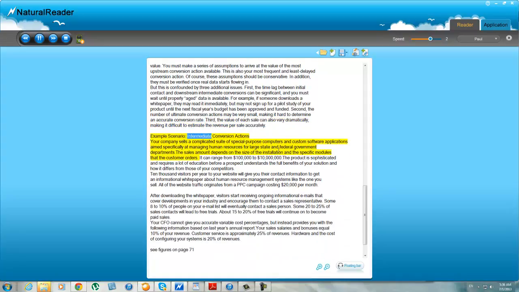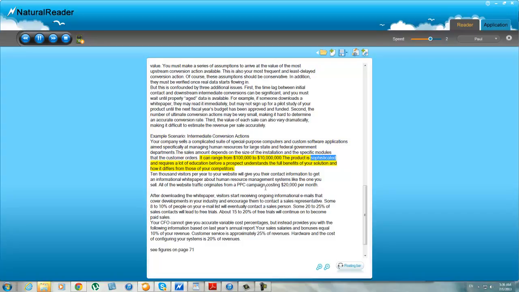Example scenario, intermediate conversion actions. Your company sells a complicated suite of special-purpose computers and custom software applications aimed specifically at managing human resources for large state and federal government departments. The sales amount depends on the size of the installation and the specific modules that the customer orders. It can range from $100,000 to $10 million.